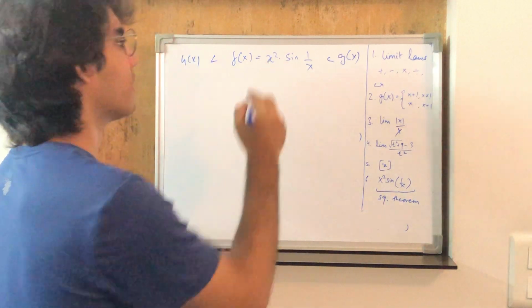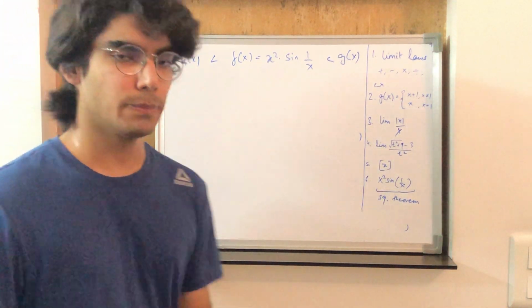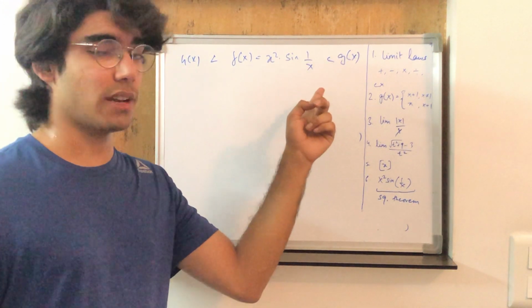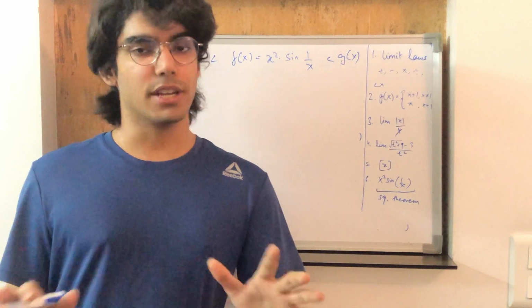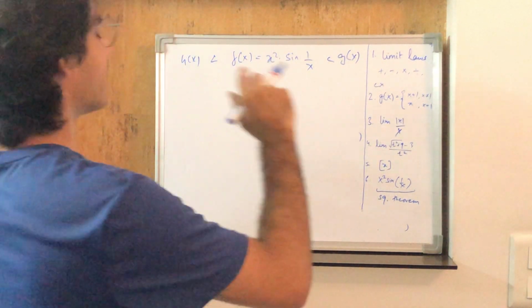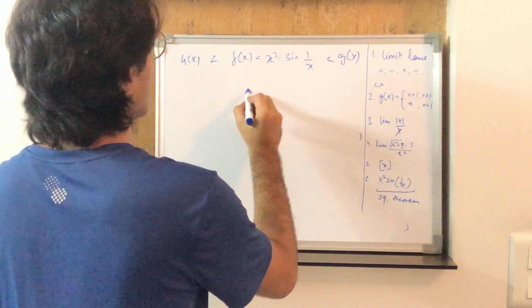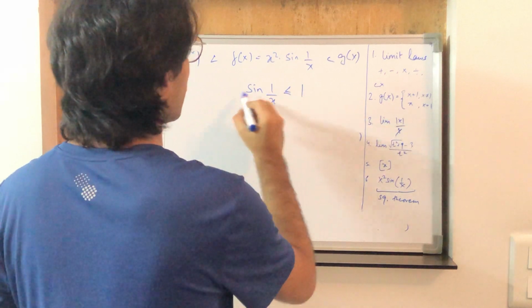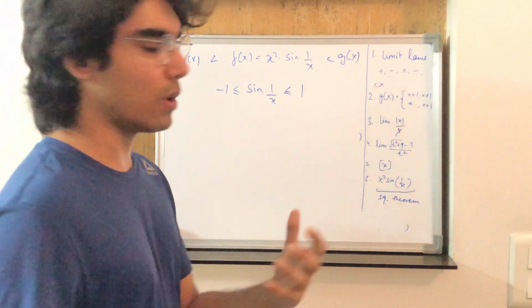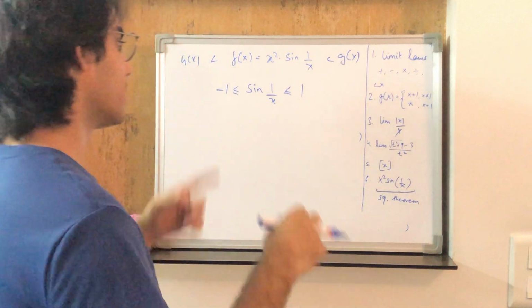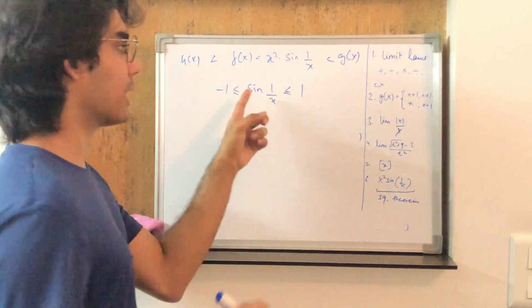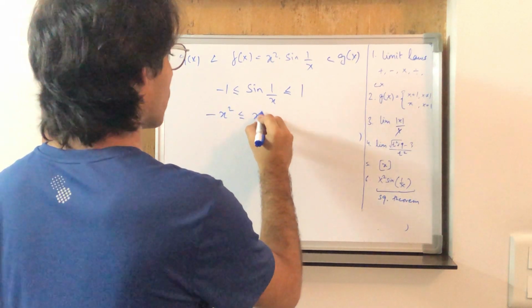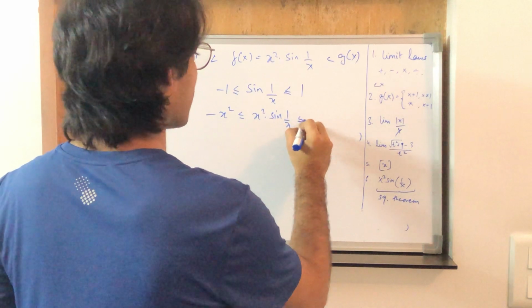How? Let's see. I have this function x squared times sine 1 over x. When I plug in 0 here, I get 1 over 0 inside the sine, which is undefined, so I can't do that, but we can find the limit. How do we do that? I know that sine of whatever I have, sine of 1 over x for instance, is going to lie between negative 1 and 1, because that's how the sine function works. If I multiply all three sides by x squared, I get negative x squared is less than or equal to x squared times sine 1 over x, which is less than or equal to x squared.